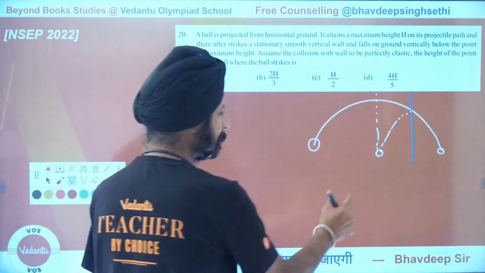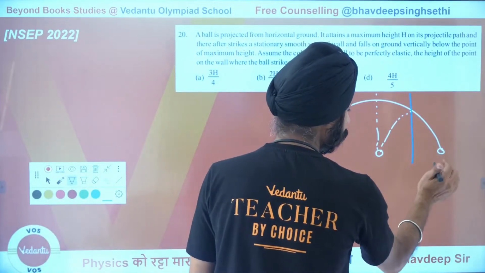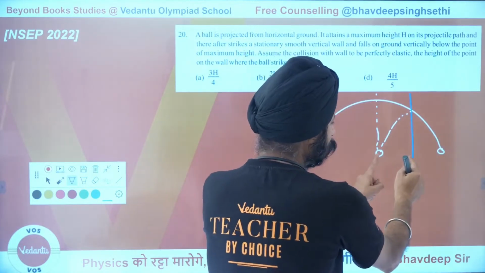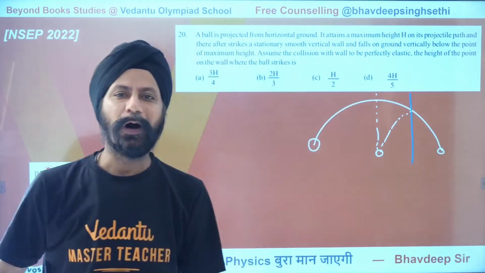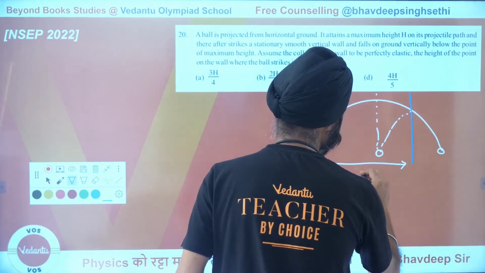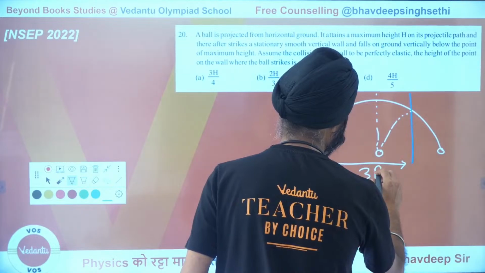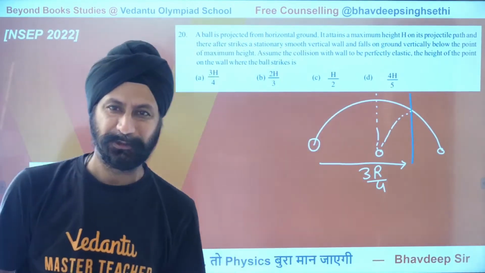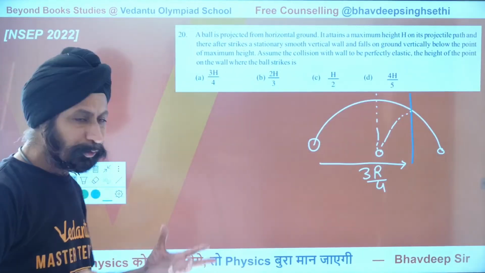So that means these two distances are equal. That means the whole thing was range R by 2, so R by 4, R by 4. Wow. So basically the wall is situated at 3R by 4, and that is the beauty of the simplicity of this question. Now you can do it two ways.